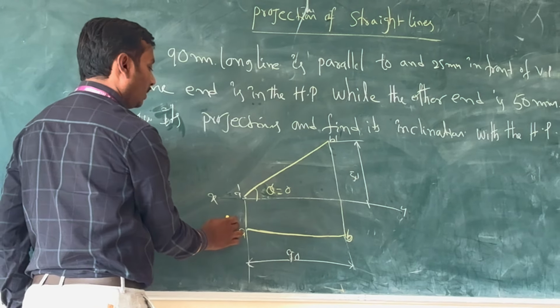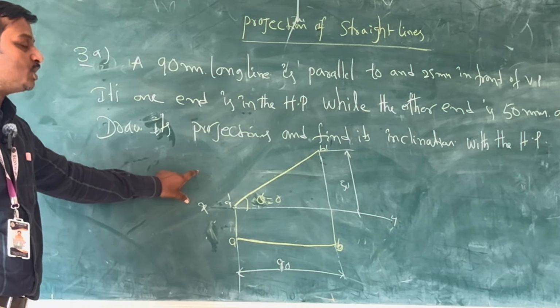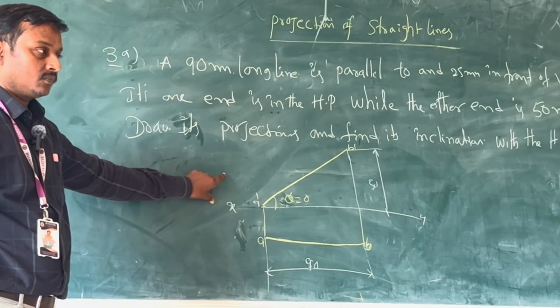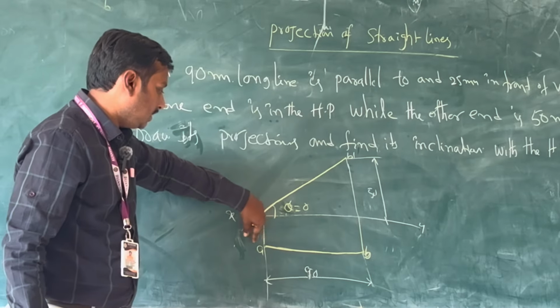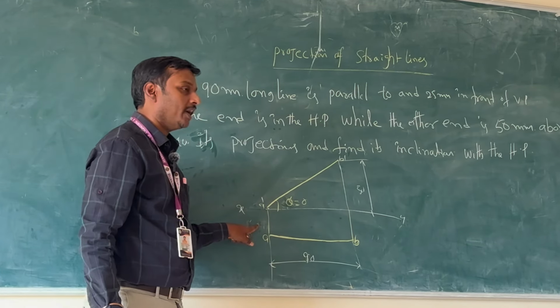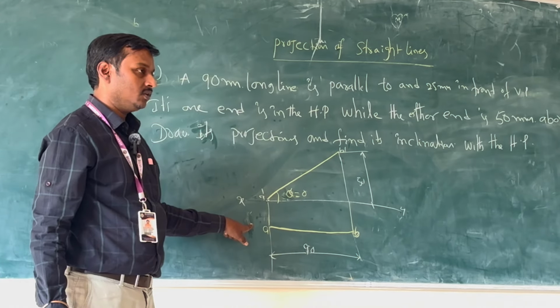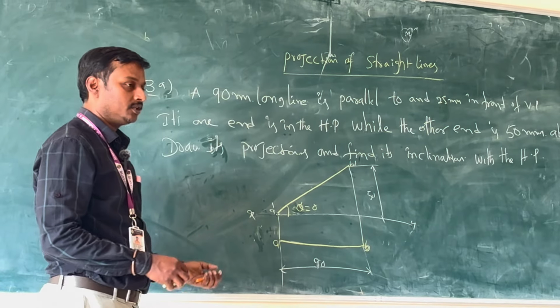Put the angle with HP. Only A dash, B dash, AB is dark, this line only. The remaining are projection lines, construction lines. Okay. Got it? Do it.